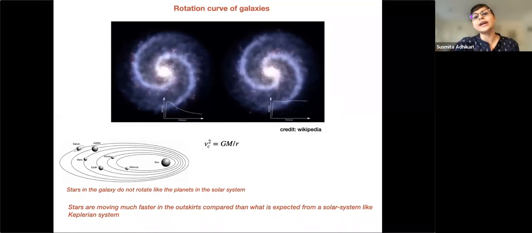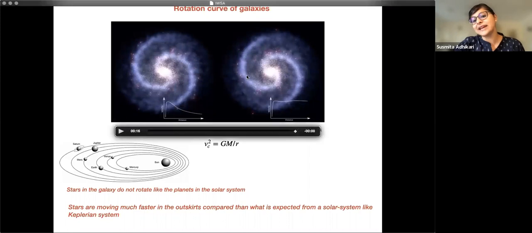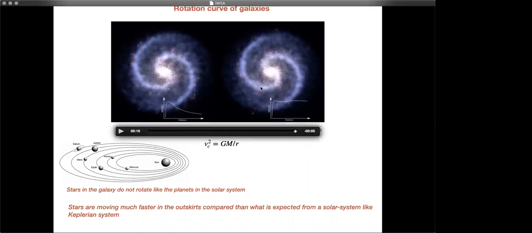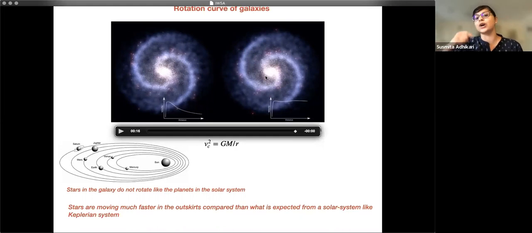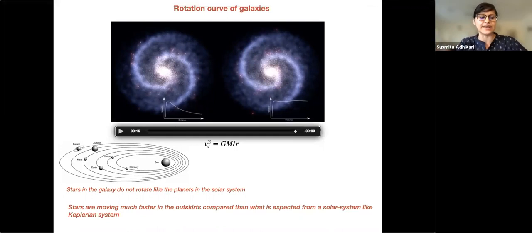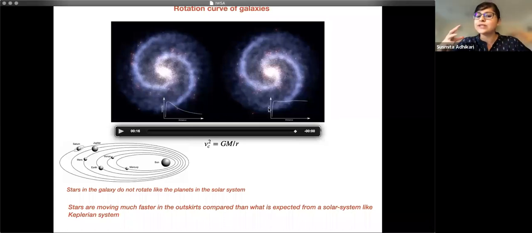Now, this was very confusing because if we accounted for all the mass, we understand how much mass there is attached to stars, and we understand how much mass there should be attached to the luminous component. So if we account for that mass, then we can basically use Kepler's law and say what the velocity of stars should be. So it seemed that there was somehow much more mass than we could account for in the luminous component of the matter that was speeding up the stars in the outskirts of the galaxy.